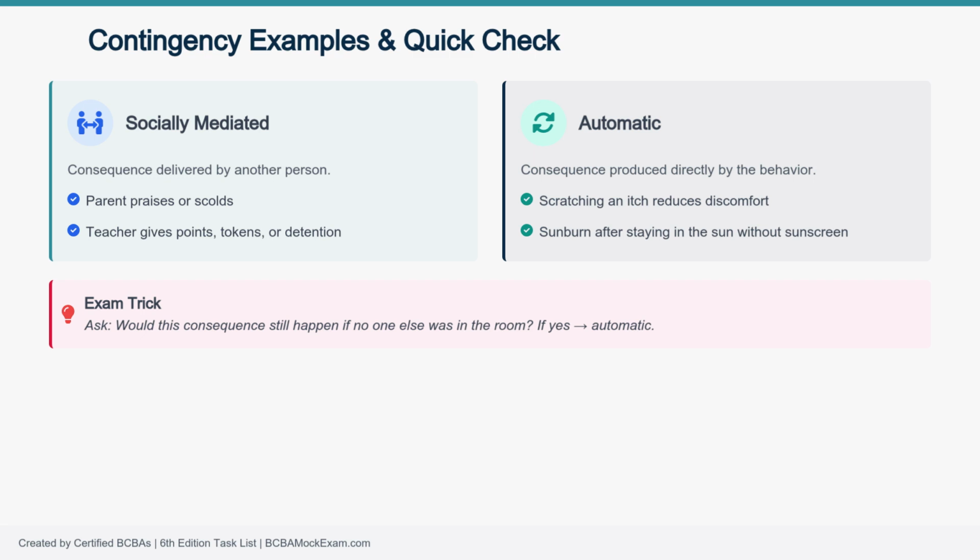The exam loves to ask a simple but subtle question. Is this automatically reinforcing or socially mediated? Your quick check is the same as on the slide. Would this consequence still happen if no one else were present and doing anything? If yes, classify it as automatic. If it depends on someone else's action, it's socially mediated.